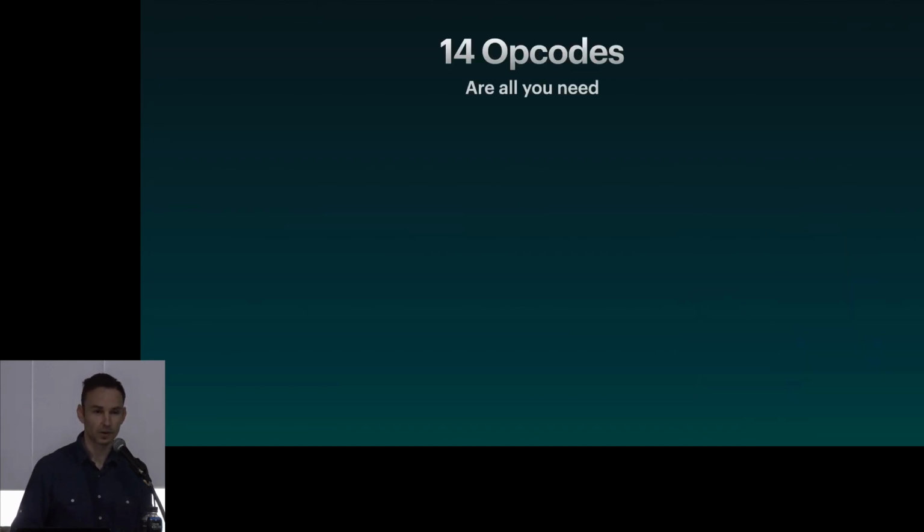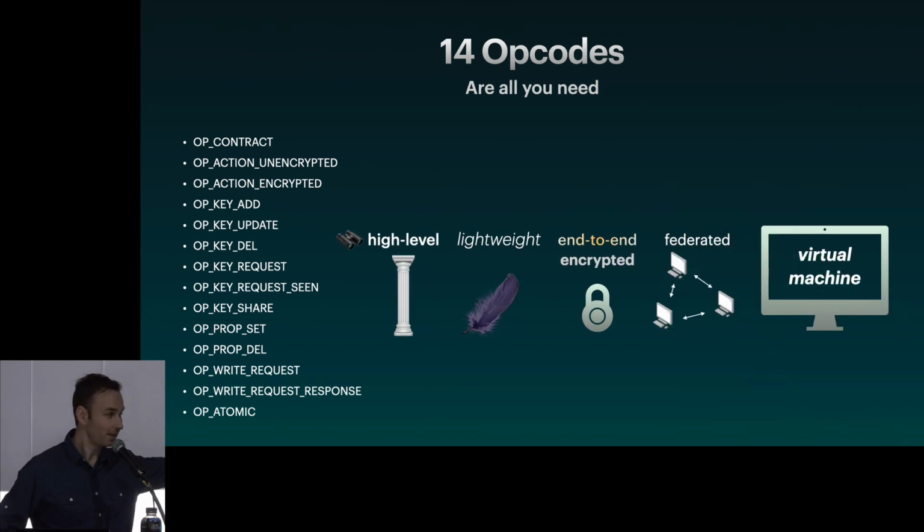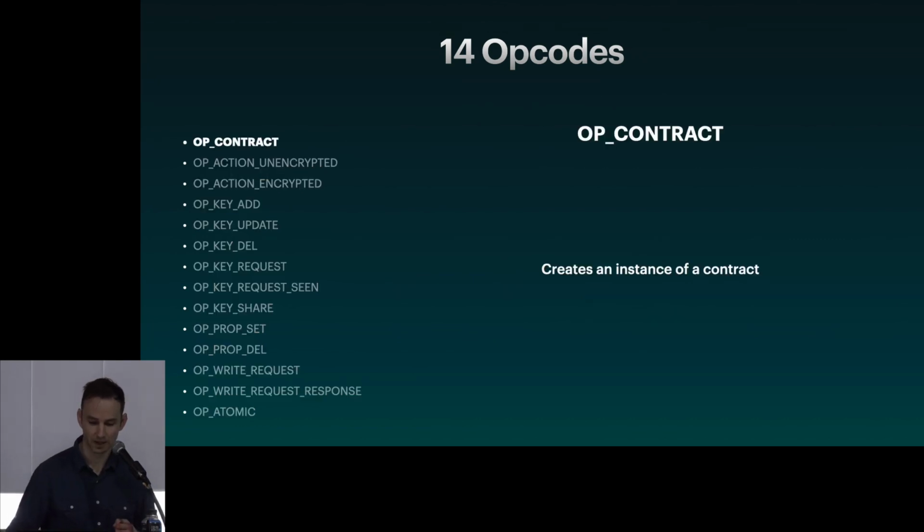So Shelter Protocol at the moment is comprised of 14 opcodes. And we think that these 14 opcodes are pretty much all you need to build practically any application. Here they are. We're going to go over some of them. These 14 opcodes are what give us our high-level, lightweight, end-to-end encrypted federated virtual machine. Let's start with the first one, OP_CONTRACT.